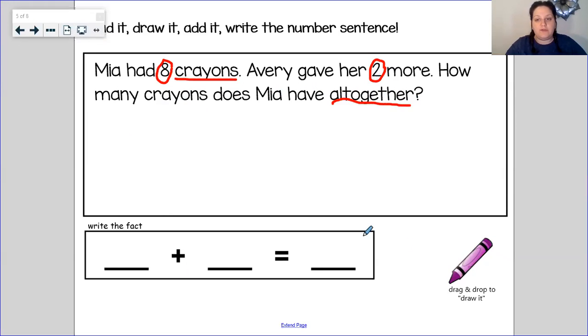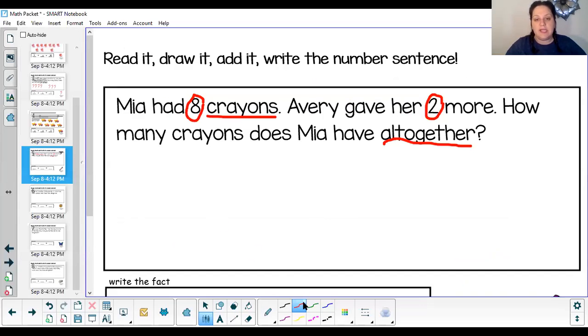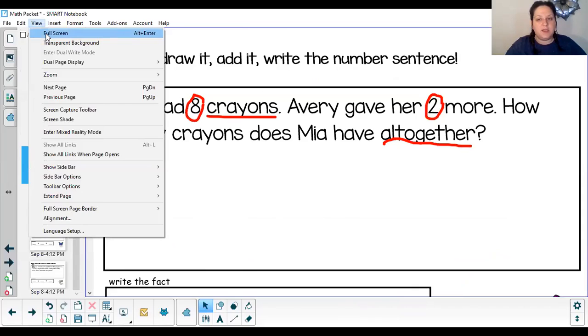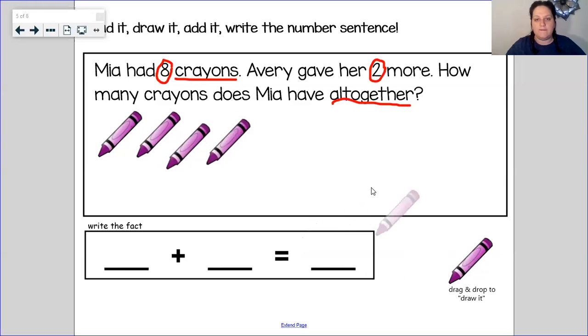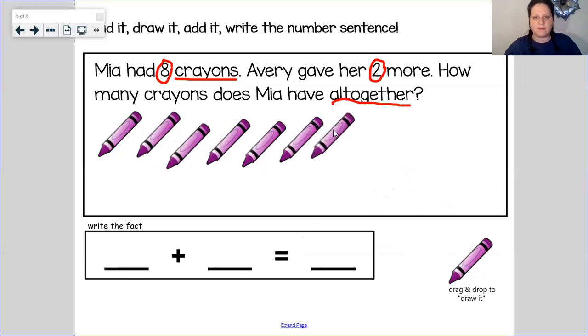So we're going to use these little crayon pictures down here to help us, but you can draw pictures of crayons, or you can even just use dots to help you solve it. And you have plenty of space on your packet to do this. All right, so we started with 8 crayons. So let's pull 8 crayons over. 1, 2, 3, 4, 5, 6, 7, 8. And then Avery gave her 2 more crayons.